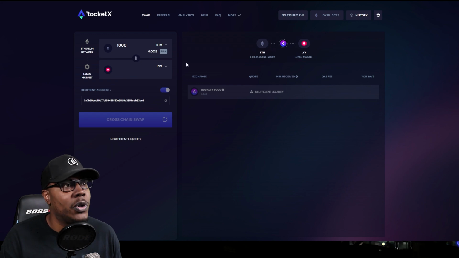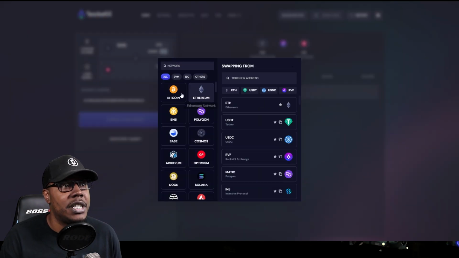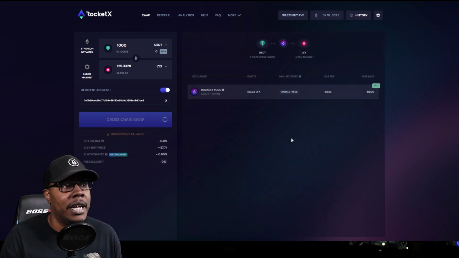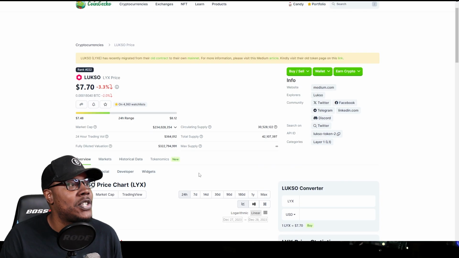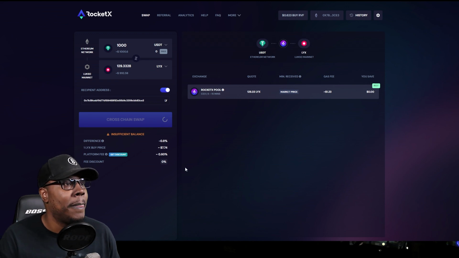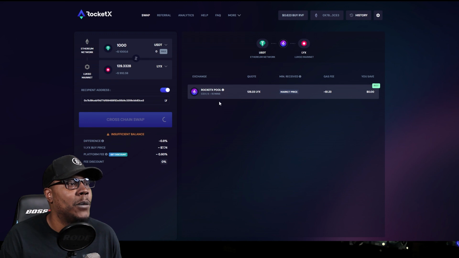There is no pool for it, but when I click here, I can change this from ETH to USDT, and now I should get a quote for my Lukso transaction right here. It says that I can get 1 Lukso for about $7.74, and the price right now is $7.70, which is actually pretty good because it's over $8 on crypto.com right now. And then we can see it'll show up right here. For $1,000 USDT, I will get $992 worth of Lukso.